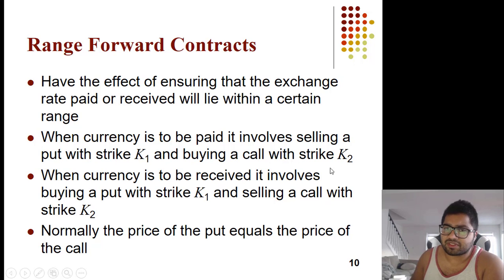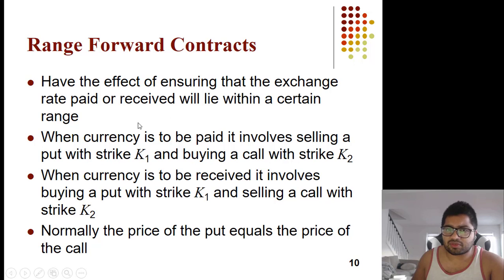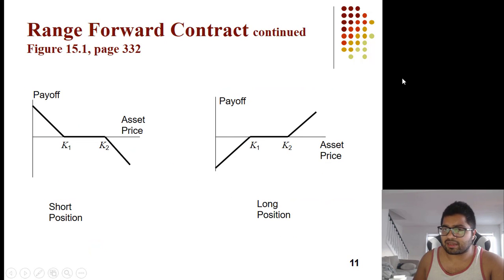So you buy a put option with K1 strike price and you sell a call option with K2 strike price. Normally the price of put equals price of calls so that the exposure is 0. So this is how the payoff looks. If it is below K1, you can either take short position or long position. Short position was the first one, where you sell a put with K1 and buy a call with K2, and vice versa. Depending on that, your payoffs will differ.